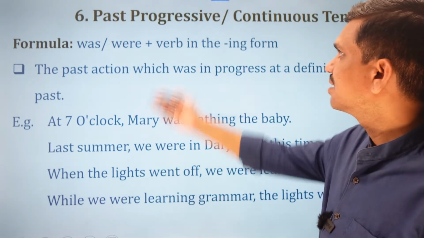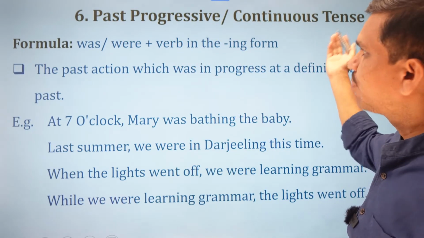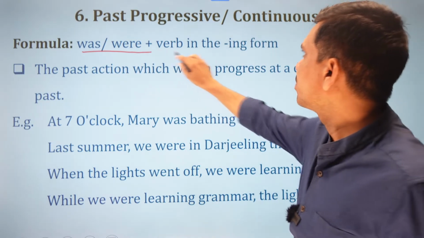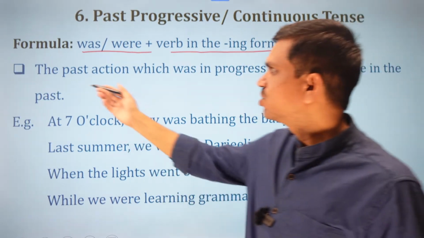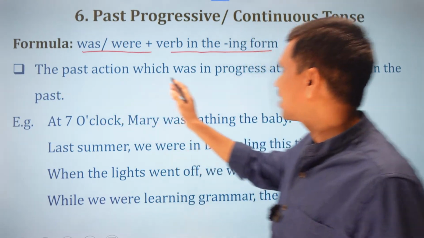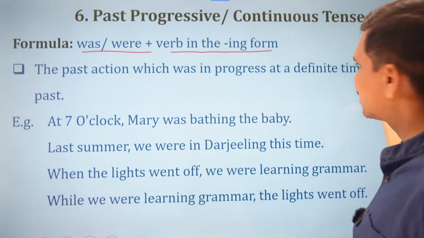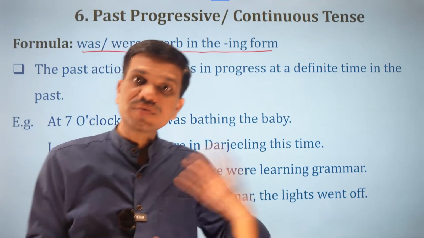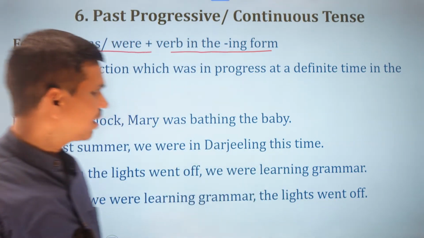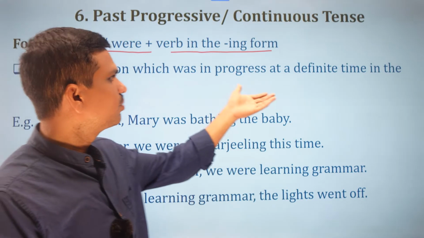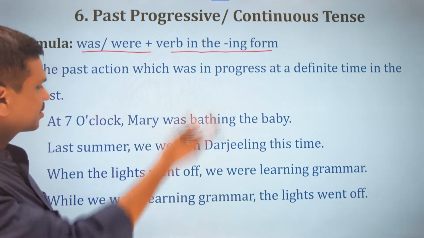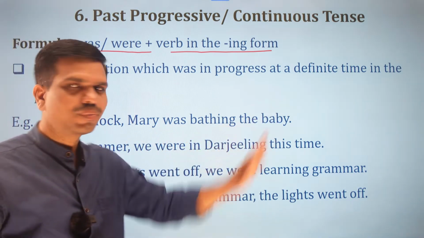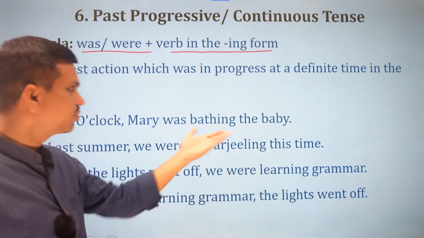Here you see number 6, past progressive or past continuous tense, and the formula is was/were plus verb in the ing form, and this is used to indicate the past action which was in progress at a definite time in the past. For example, some action had already begun in the past, and to show that action which is in progress you can use this past continuous tense. And here we have an example: at 7 o'clock Mary was bathing the baby. What happened at 7 o'clock? She was bathing the baby.